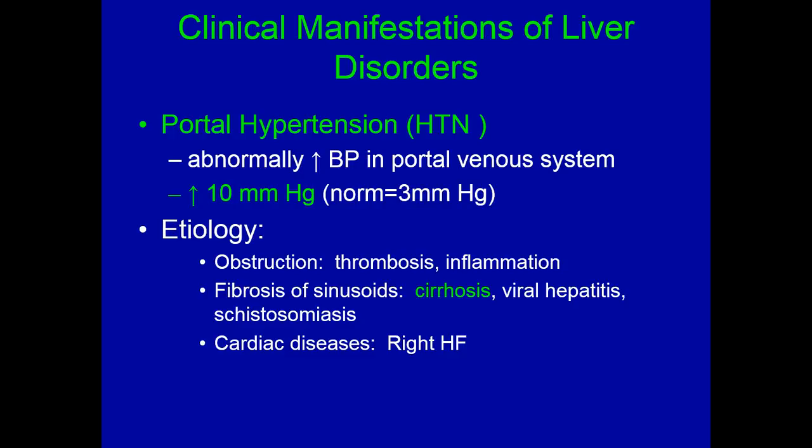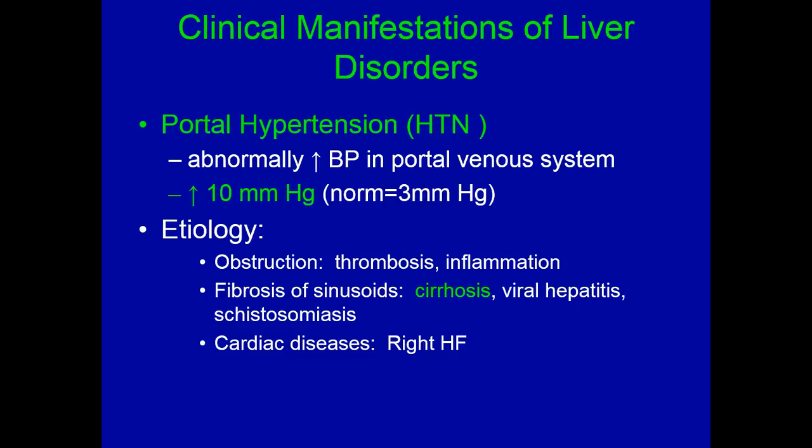Fibrosis, inflammation of the sinusoids, where our vessels flow through. If the tissue around the vessels is becoming fibrotic, or scarred, or cirrhotic, the blood flow can't go. There's no elasticity to the tissue. The blood vessels cannot stretch, so therefore it backs up into the portal system. In green, the most common cause of portal hypertension is cirrhosis of the liver.